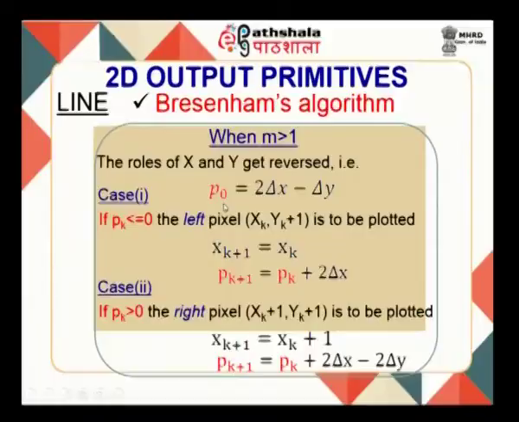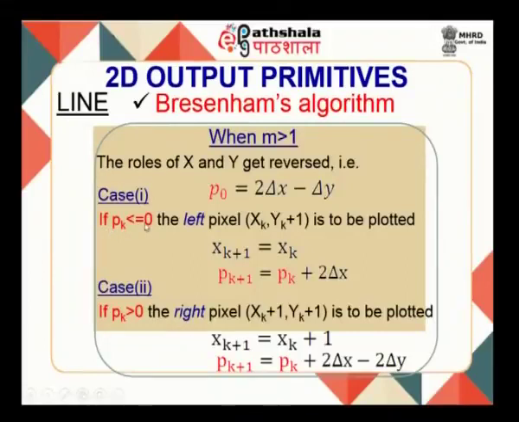So, if you start doing the derivation for this case, you will end up with the equation for P naught to be 2 del x minus del y, that is exactly a reversal of the x's and y's. So, x and y get interchanged. Wherever there is x, that will be replaced with y, and wherever there is y, that will be replaced with x. So, P naught is equal to 2 del x minus del y.